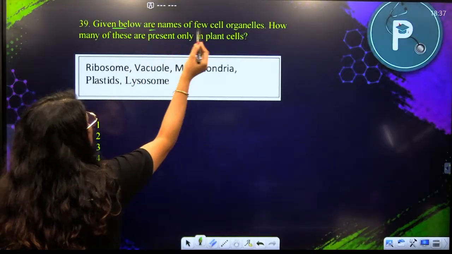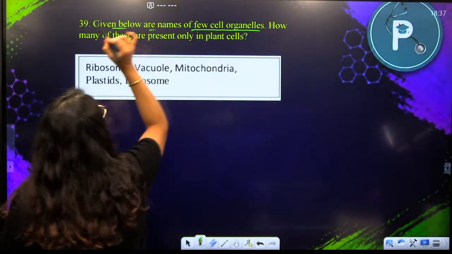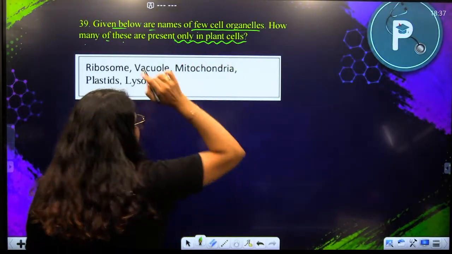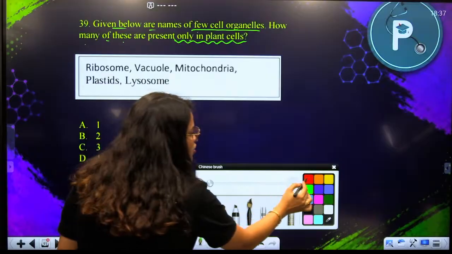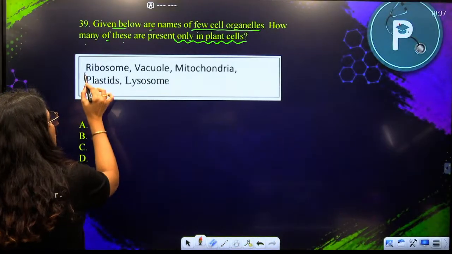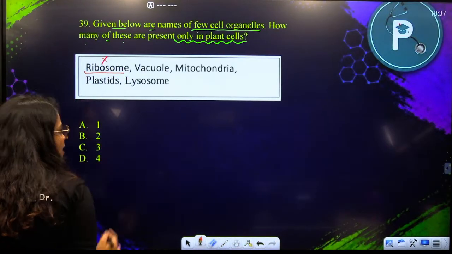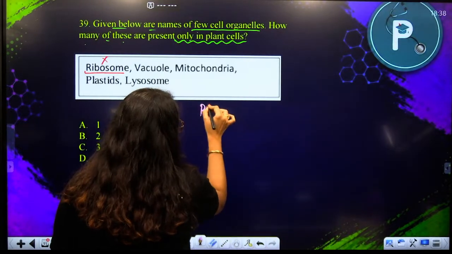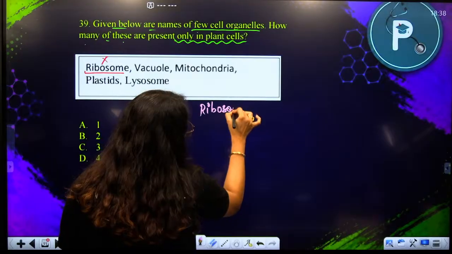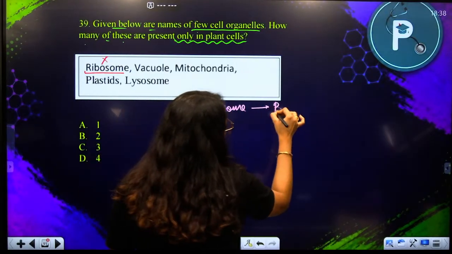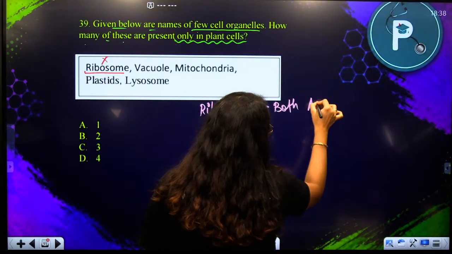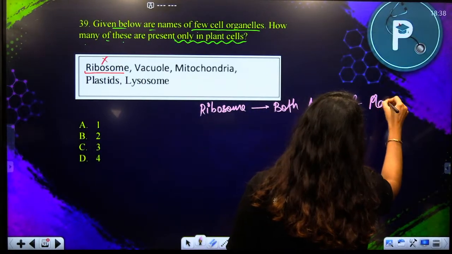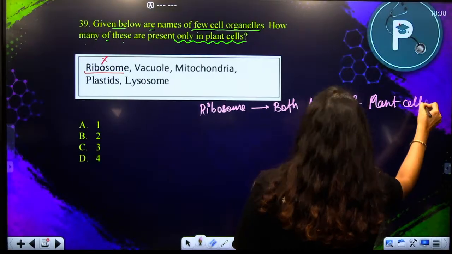Given below are names of a few cell organelles. How many of these are present only in plant cells? Let's see here. Do we have ribosome only in plant? No. Ribosome is present in both plant as well as animal cells. So you can see it in both animal and plant cells.